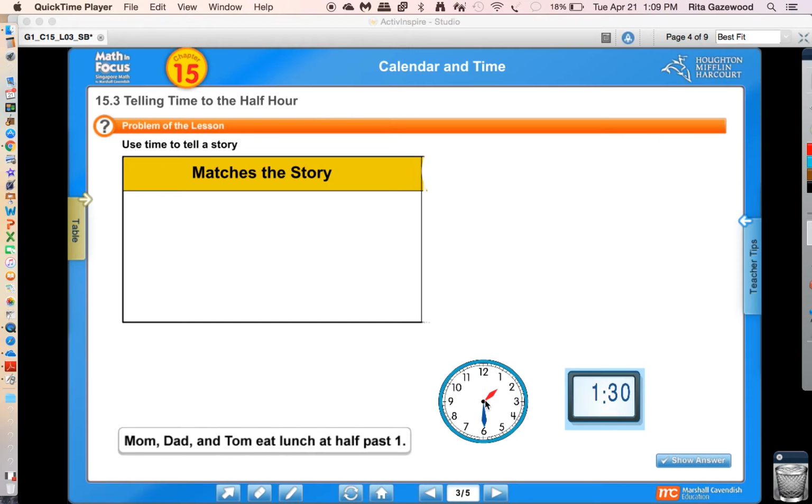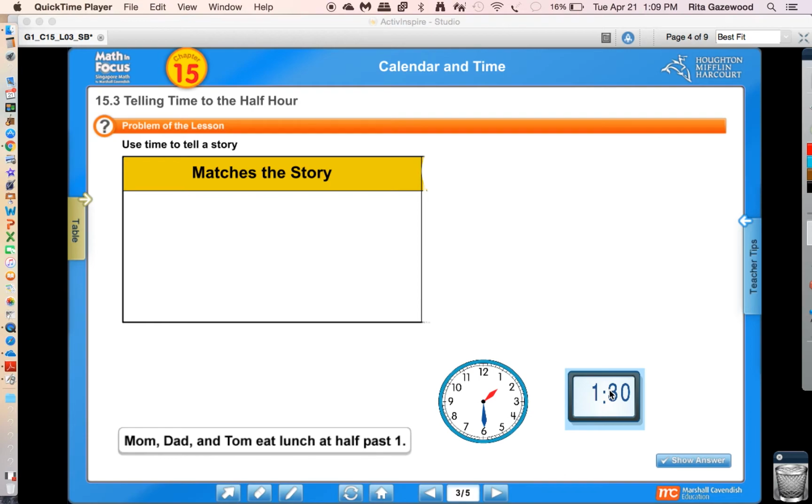So I'm taking my hour hand and I've moved it past the 1. It's halfway between the 1 and the 2. And the minute hand is halfway around the clock, so it's pointing to the 6. 5, 10, 15, 20, 25, 30, because half past means it is 1:30. And this is what it would look like on a digital clock.